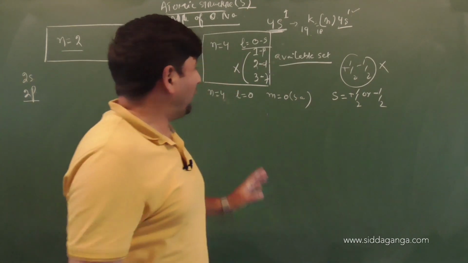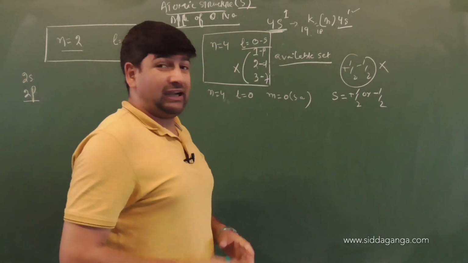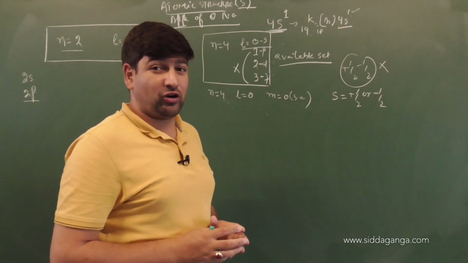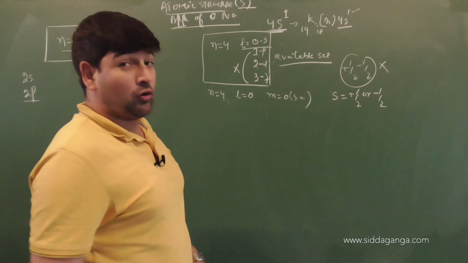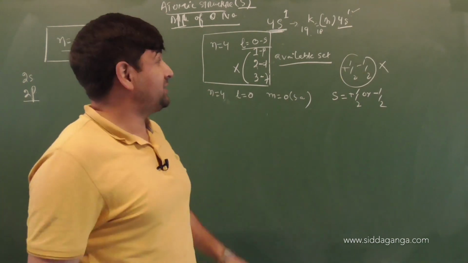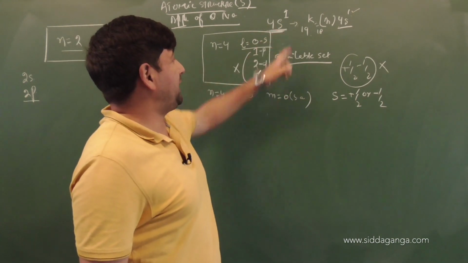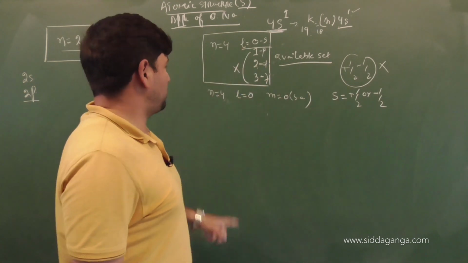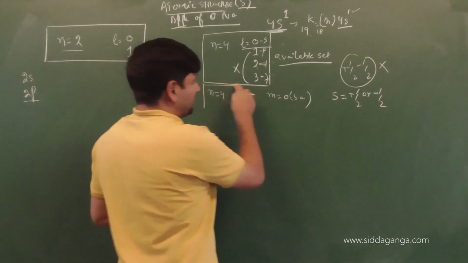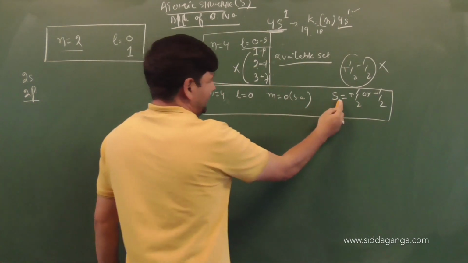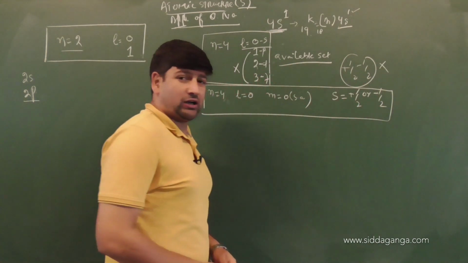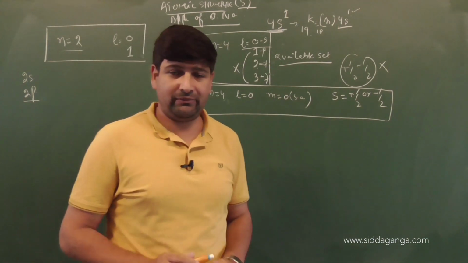So children, what will be the set of quantum numbers available for the outermost electron of potassium? n is 4, l will be 0, 1, 2, 3. But what will be the permitted set of quantum numbers? Because we are talking about the s orbital and s subshell, l value will be 0. So the permitted set of quantum numbers for the outermost electron of potassium will be n 4, l 0, m 0, s will be plus half or minus half. Am I clear here? Right.